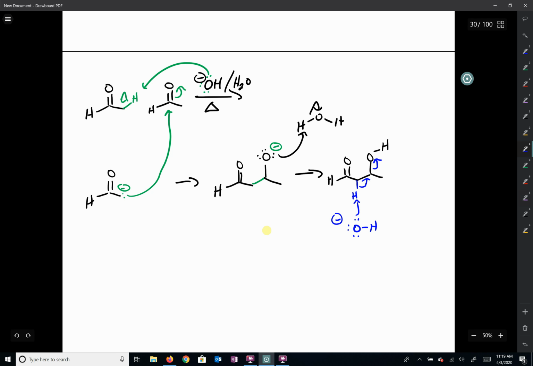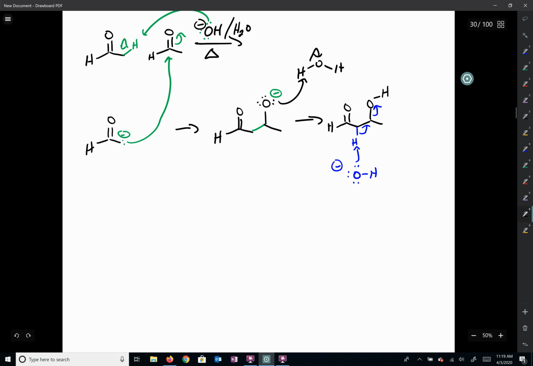So what does our product look like here? Let's see, we got our aldehyde. There's that bond. We don't have an alcohol anymore. We've got this, and we also kicked off some hydroxide and some water along the way. And that's it. We have made an alpha-beta unsaturated carbonyl here.